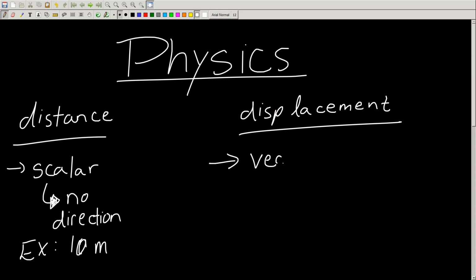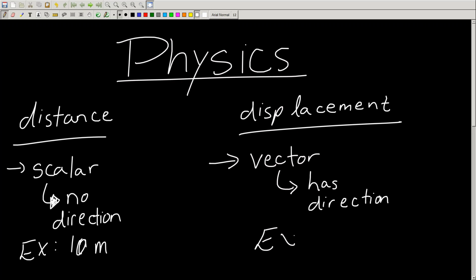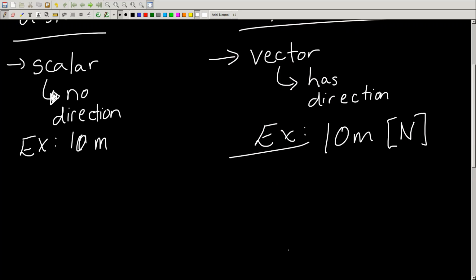Displacement is a vector. So a vector has direction. An example of a vector quantity that has direction is: I travel 10 meters north. The direction is specified by that square bracket with N on the inside. Okay, so that's distance and displacement. That is a major difference between the two. One has direction, the other does not. Okay, what else can we say?